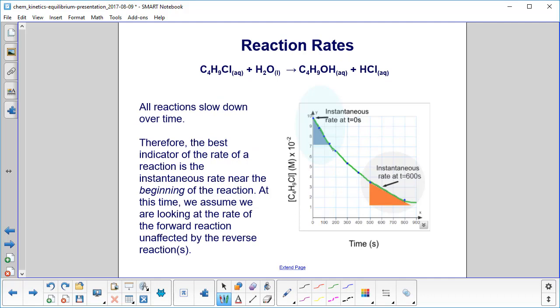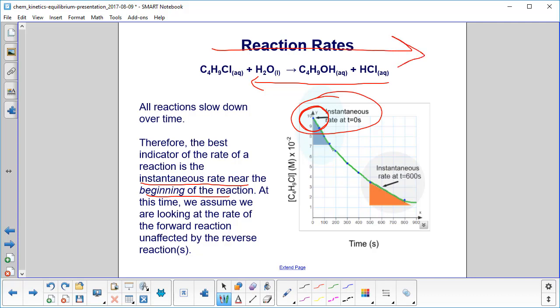All reactions slow down over time. And the reason is you have less reactants, less collisions, a smaller rate of reaction. So if we want to find the best indicator of the rate of reaction, we want the instantaneous rate near the beginning of the reaction, up here. At this time, we assume we're looking at the rate of the forward reaction, and we're not worried about what happens if some of the products then go back to the reactants. We'll deal with that later in equilibrium. So 2 points. Find it right here, right in the beginning, and only worry about the forward reaction.